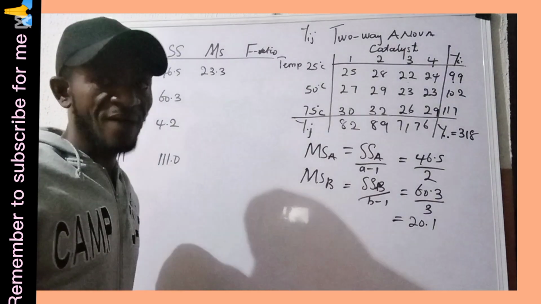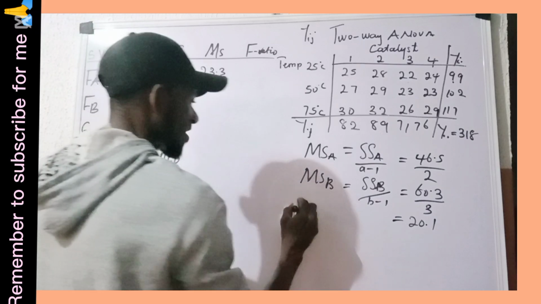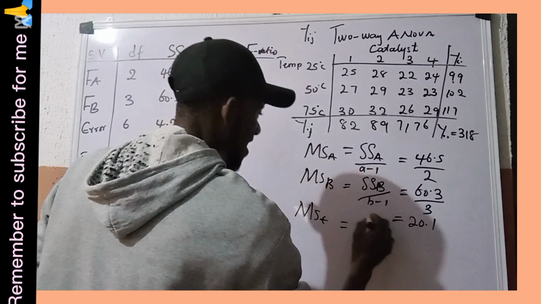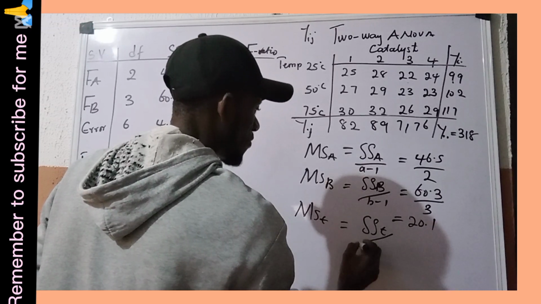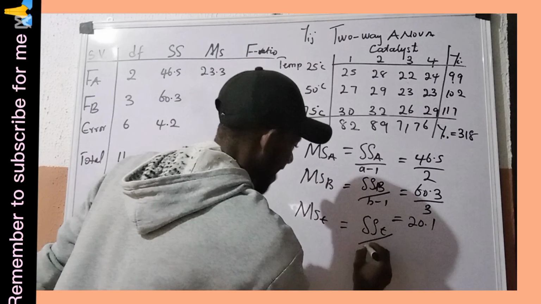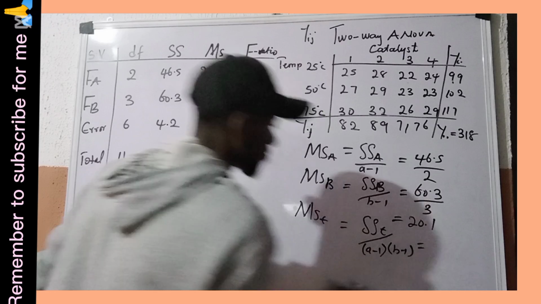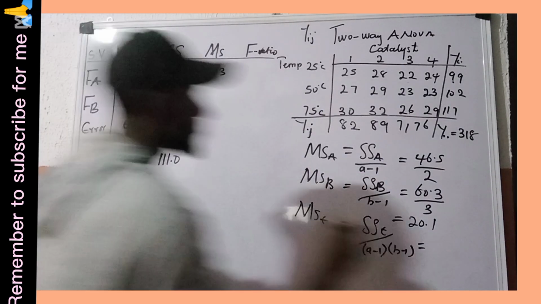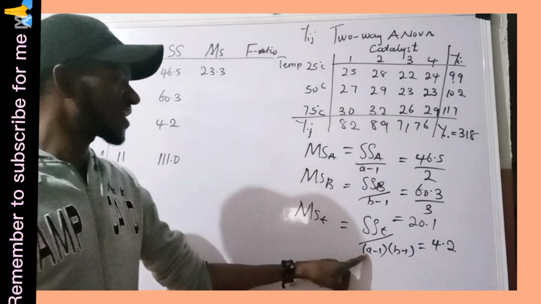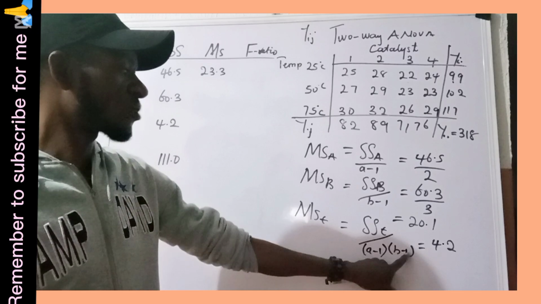So we now quickly talk about the MS error, that is the mean square error. The mean square error here is MS E is equal to SS E all over the degrees of freedom for error, which we said here is 6, and it is obtained by A minus 1 into B minus 1. Our SS error is 4.2, so we have 4.2. Remember that the level here is 3, the level here is 4. 3 minus 1 is 2, 4 minus 1 is 3.